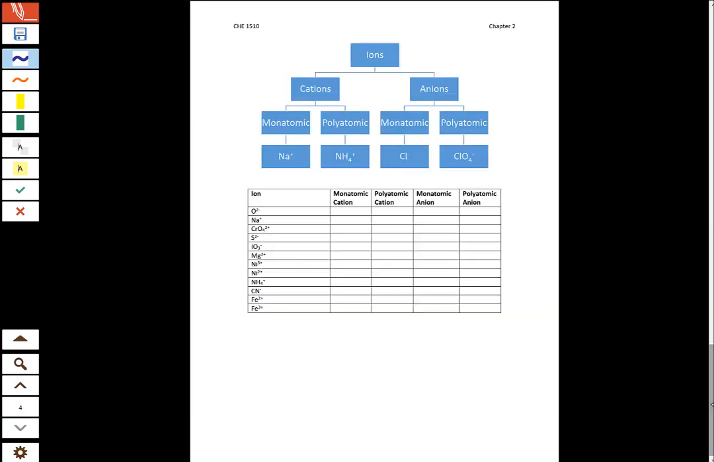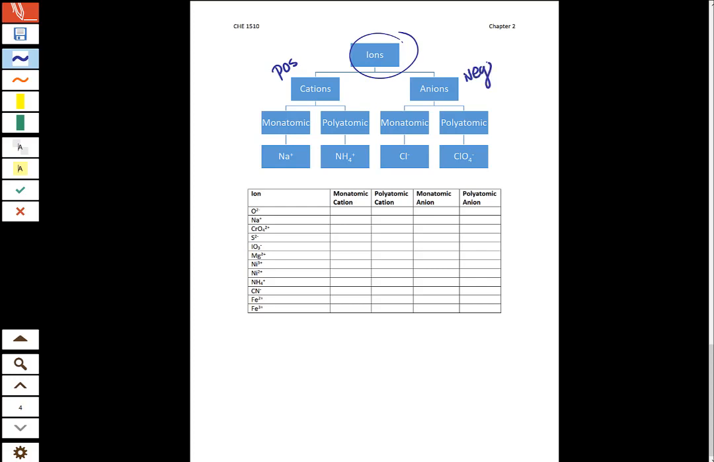So in addition to classifying compounds, something that's going to become really important is to classify ions. So this is going to be a super brief overview as to what a polyatomic ion is, and we're going to spend more time in class doing it. Up here at the top, we see that we have ions, and then we see in our flowchart that ions can be classified into 2 main groups. Cations are positive ions, anions are negative ions.